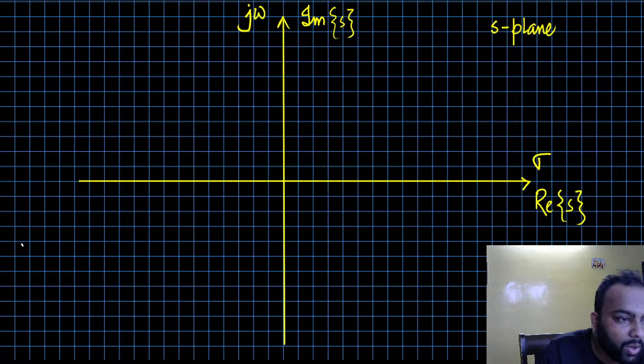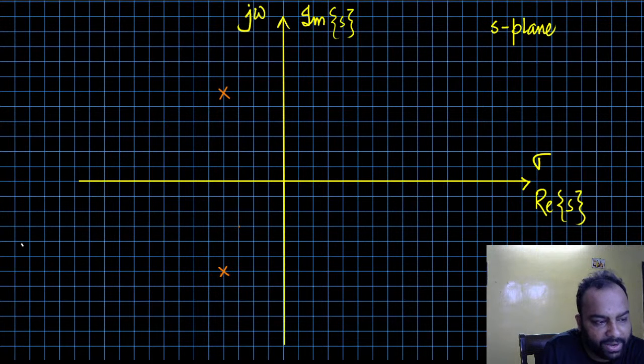Say we have pole pairs here, somewhere here. Right? We have pole pairs here.